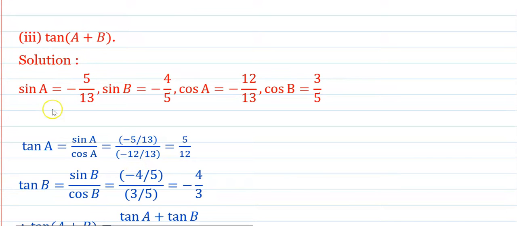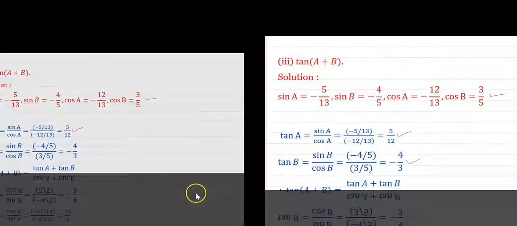Next, tan of A plus B. Again, all these values I have repeated. Okay, tan A means what? Sin A upon cos A, minus 5 by 13 upon minus 12 by 13, 13 gets cancelled. You will get 5 by 12. Tan B means what? Sin B upon cos B. Minus 4 by 5 upon 3 by 5. 5 gets cancelled. Minus 4 by 3.